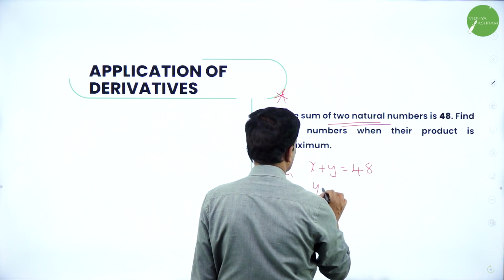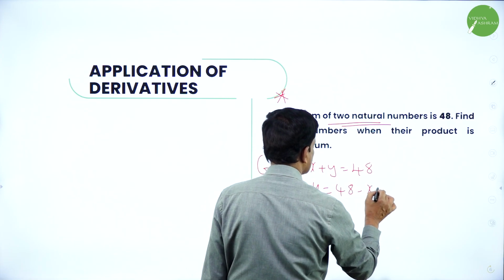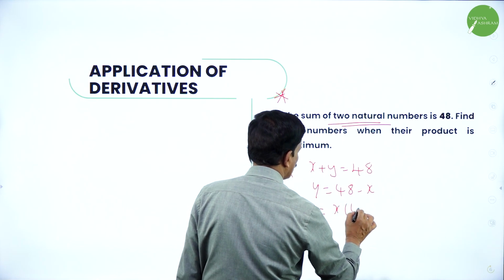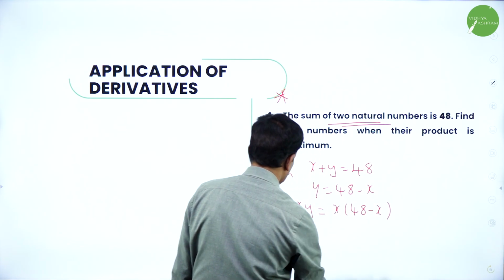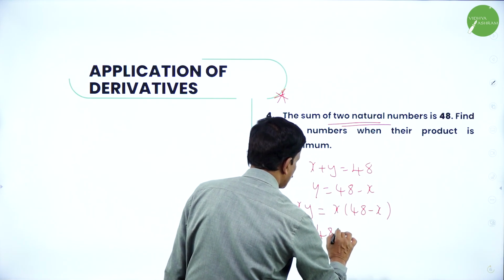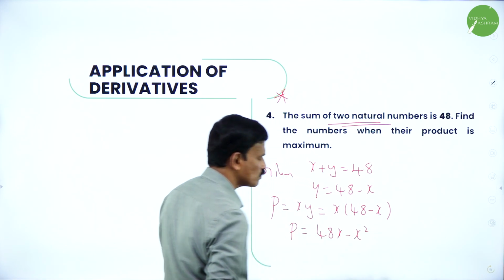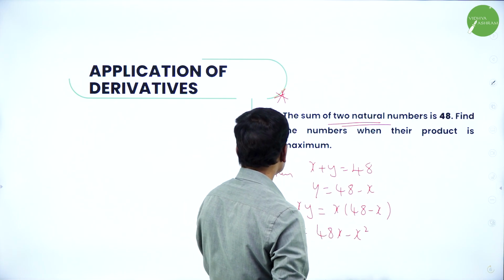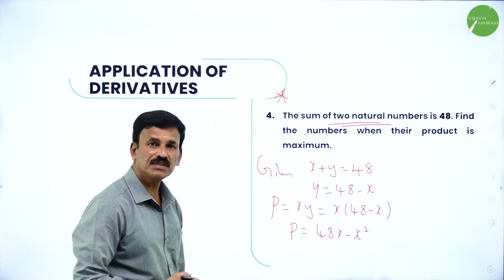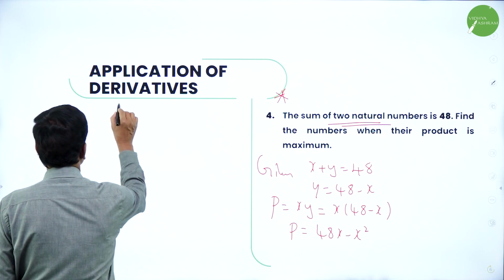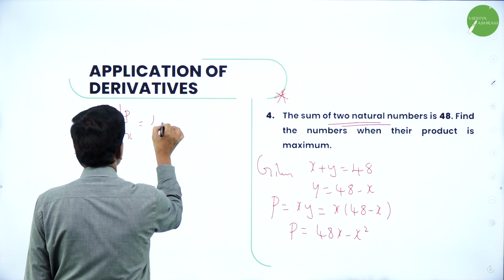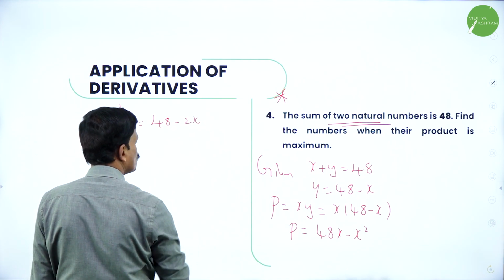So from this, y is equal to 48 minus x. Product P is equal to x into y, x into what is y? 48 minus x. So therefore P is equal to 48x minus x square. Now differentiate with respect to x. So what happens? dp by dx is equal to, if you differentiate with respect to x, 48 minus x square is 2x.